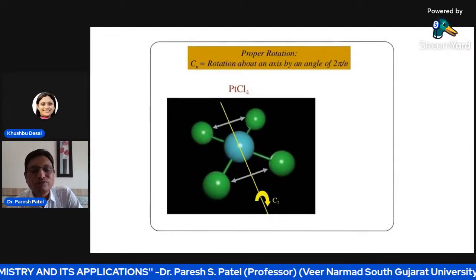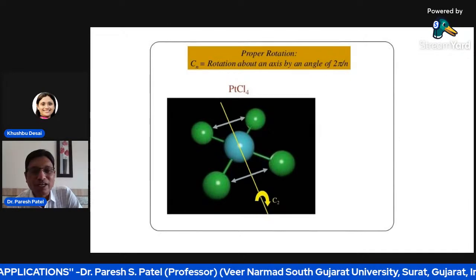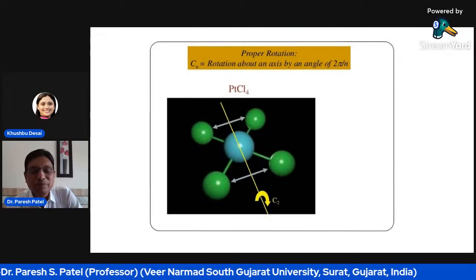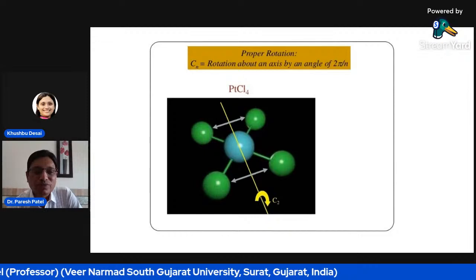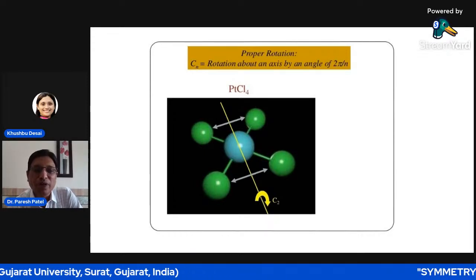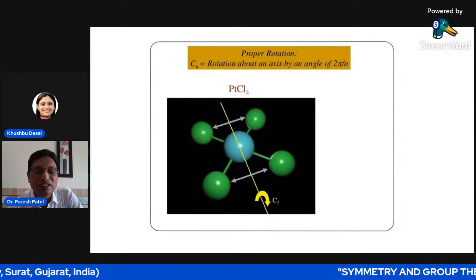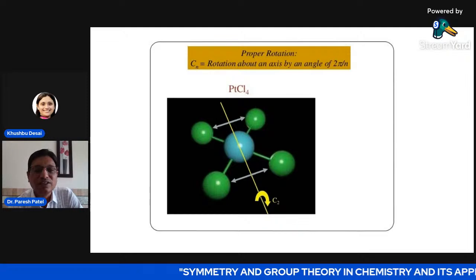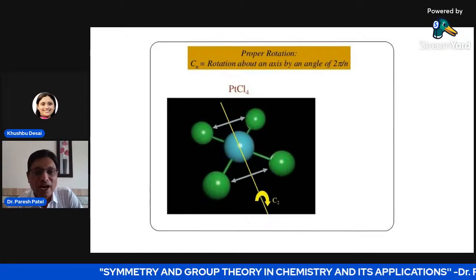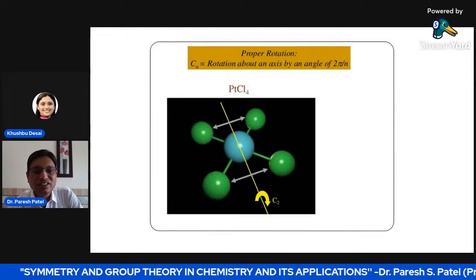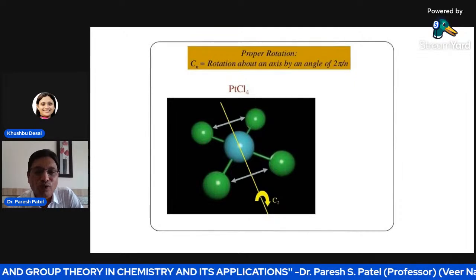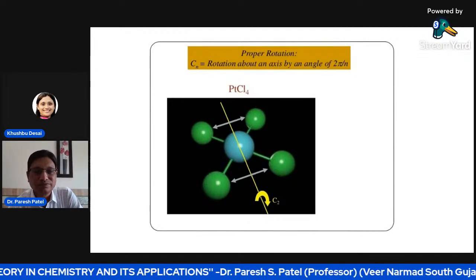In the case of the [PtCl4]2- complex, the main principal axis is C4, and four C2s are perpendicular to the main principal axis. So the symmetry elements that can be represented in the case of the [PtCl4]2- complex are C4+, C4-, and C4 is perpendicular to four C2s. Next one.